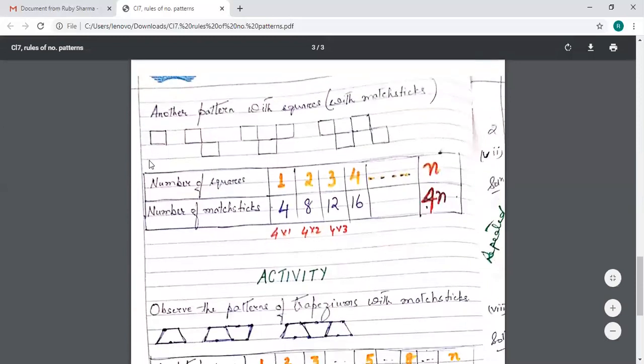Now here is another pattern. For 1 square, you have 4 matchsticks. For 2 squares, you have 8 matchsticks, isn't it? For 3, you have 12. So finally, for n squares, how many will you get? This is how I'm checking, see. For the first square, it's 4 into 1, then 4 into 2, 4 into 3. So for n squares, it is 4 into n, isn't it?